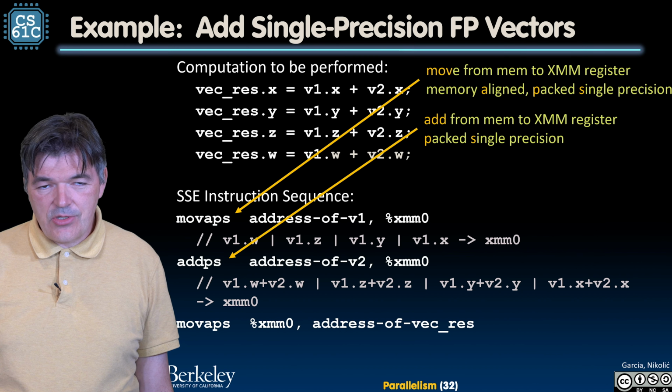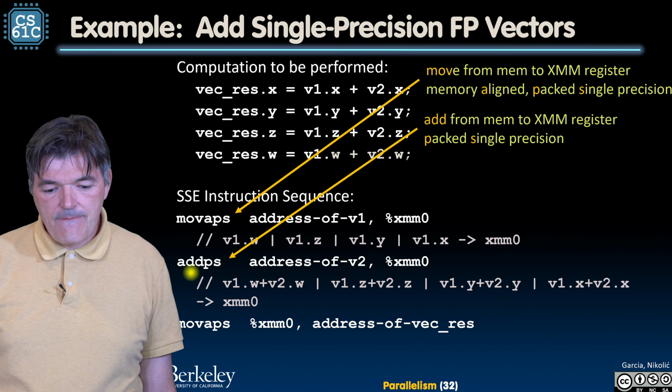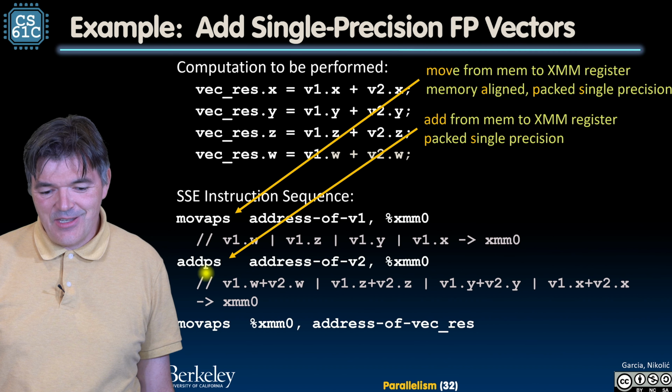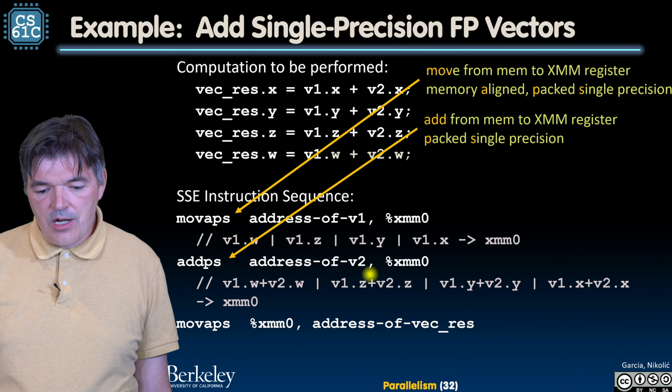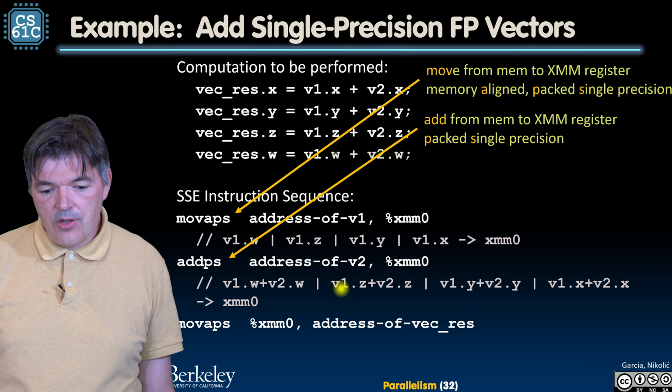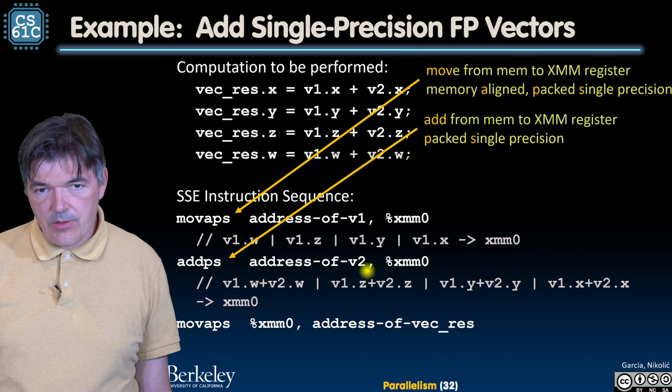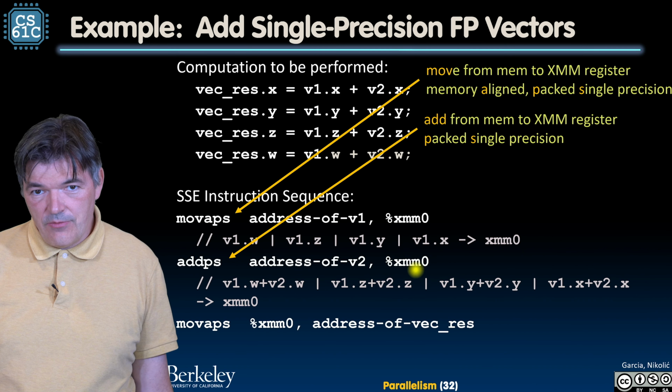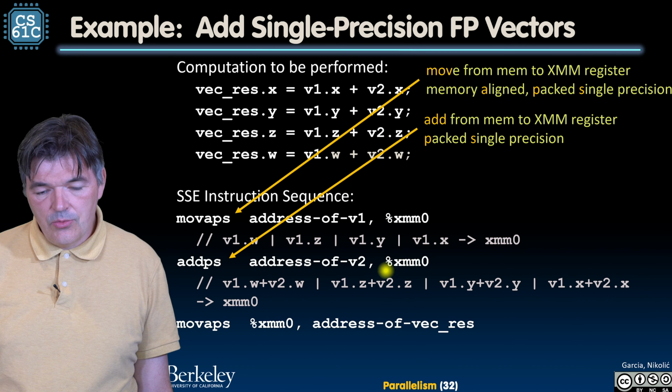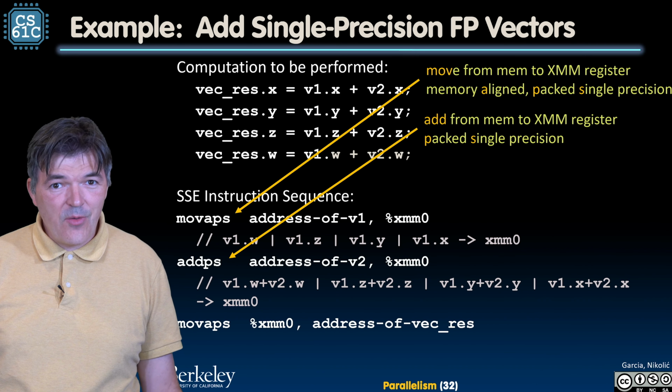The second instruction is kind of interesting. Take a look at this one. We are not used to this in RISC-V. This exists in Intel's ISA. We are taking an operand from an address where V2 resides and adding it in a vectorized way to the contents of XMM0. We can't do that in RISC-V, but in Intel's ISA we can do that.